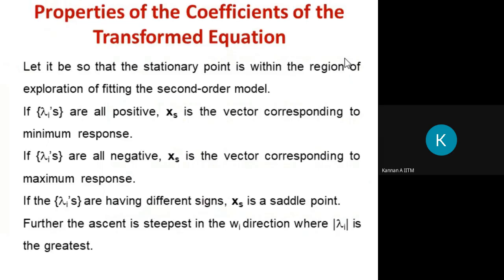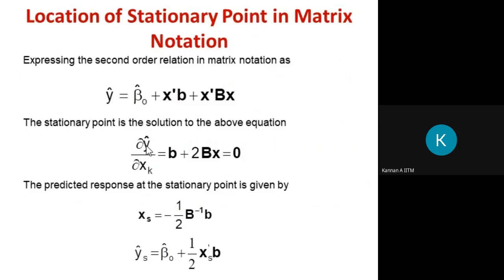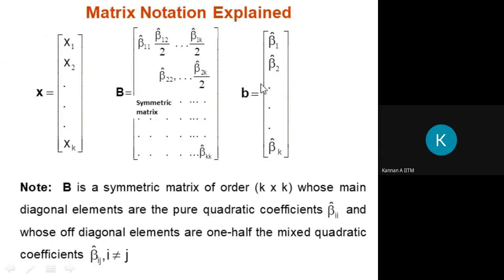So anyway, you don't have to worry too much about all these things. And what is lambda 1, lambda 2 and lambda k? These are nothing but the eigenvalues of the B matrix. This B matrix which we discussed is a symmetric matrix, and the advantage of this is it has a lot of information about the model. So if you find the eigenvalues of the B matrix, if both the eigenvalues are negative, you have hit the maximum. If both the eigenvalues are positive, you have hit the minimum. If one eigenvalue is positive and the other is negative, you have hit a saddle point.